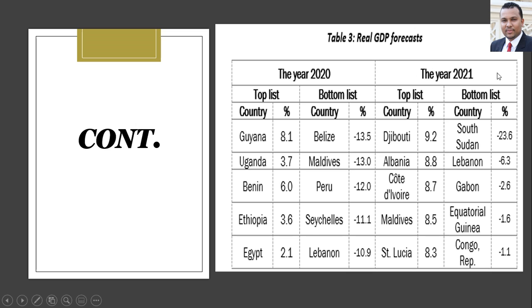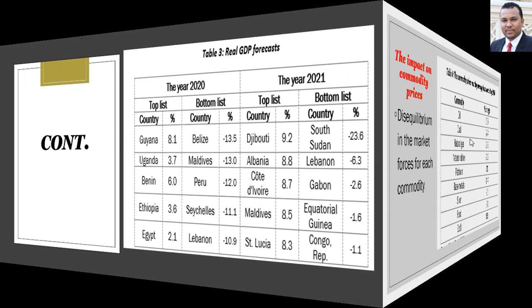What about the expectations for the next year, 2021? 2021 may see slow recovery for all countries, but the highest growth rate for the next year is Djibouti by 9.2%, then Albania, Cote d'Ivoire, Maldives, and Saint Lucia. The bottom last in Africa, like South Sudan, with a negative 23.6% as economic decline.